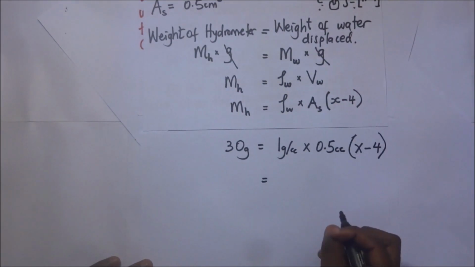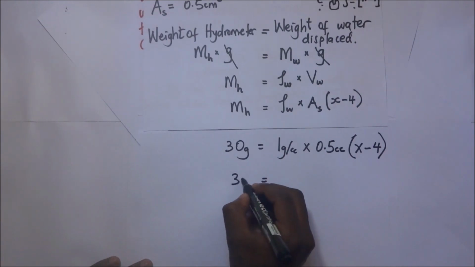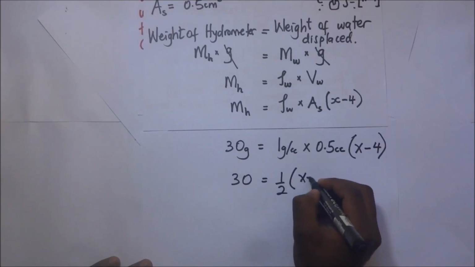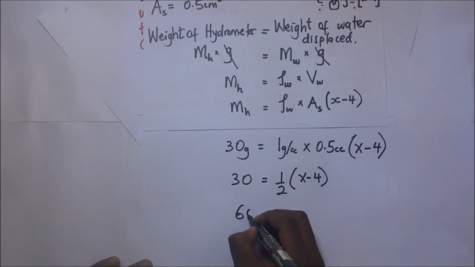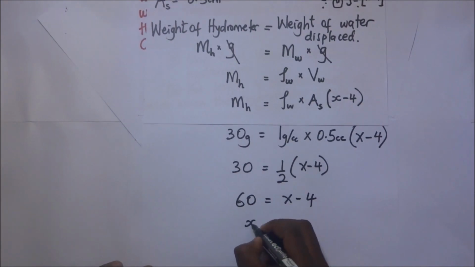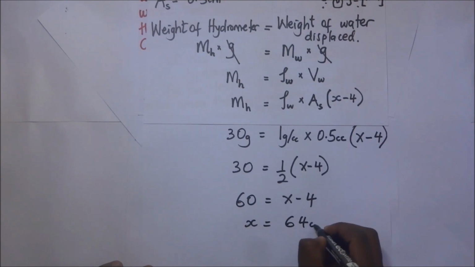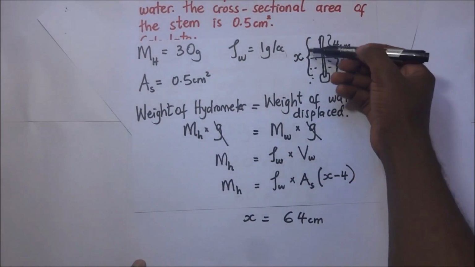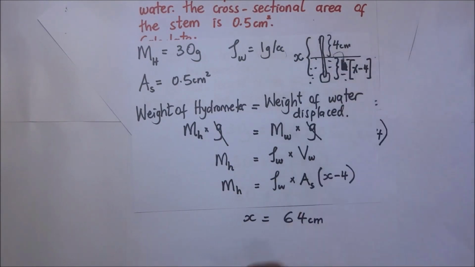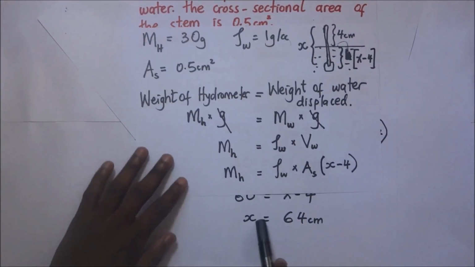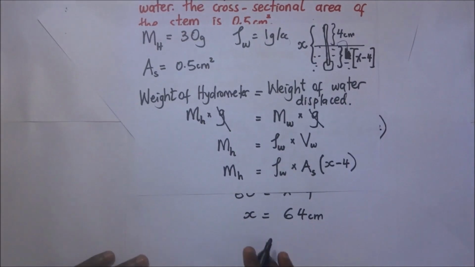And so definitely this is going to become 30 equals a half into x minus 4. 60 is giving us x minus 4. We end up with our value of x as 64 centimeters. So 64 centimeters is the value of x. It means that that is the height of the whole stem of the hydrometer. But now the question requires us to find the volume of the hydrometer. Since we have the total height of the entire stem, we can go ahead and find the volume.